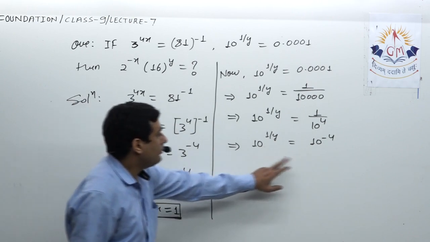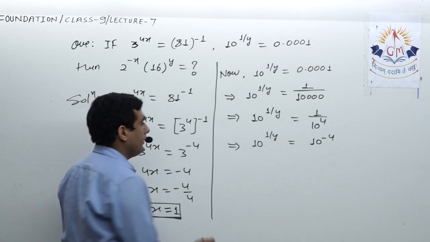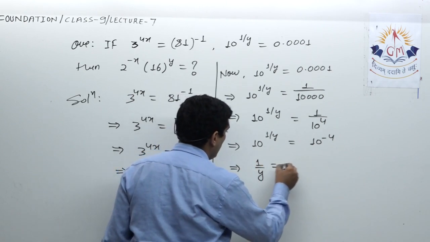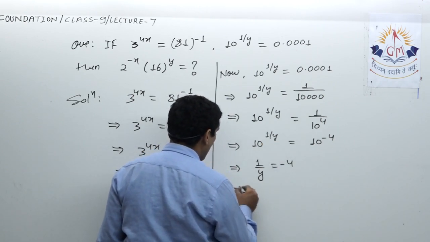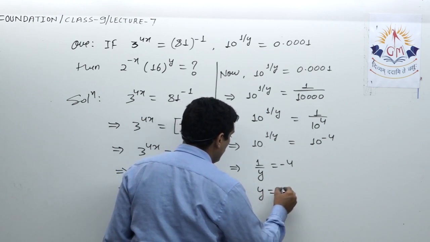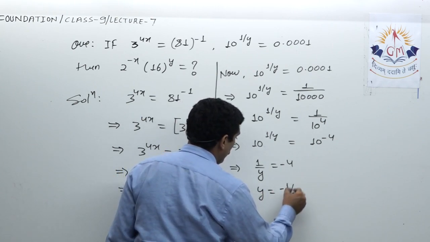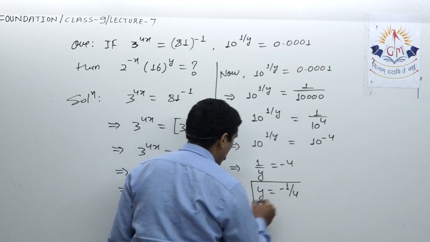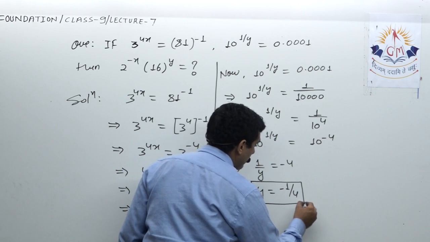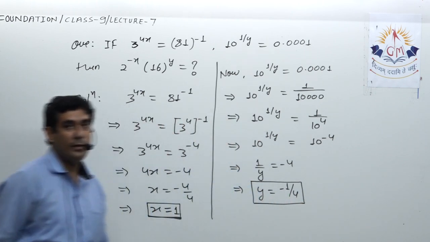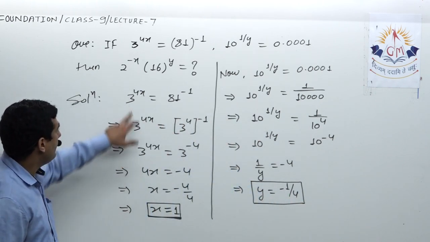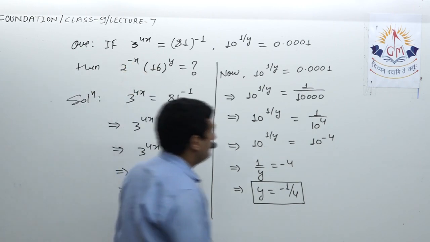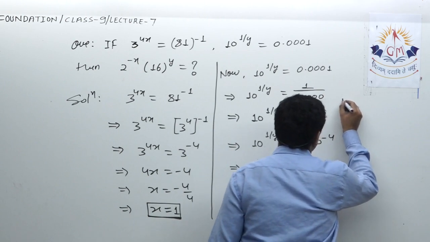Okay, so here now the bases are same, so I can compare the powers. Therefore I will write 1 upon y is equal to minus 4, or y is equal to minus 1 upon 4. This is the value of y. Okay, so we have x as well as y. Now after getting x and y, we'll put the values over here to get the value of this expression. So let us see over here.